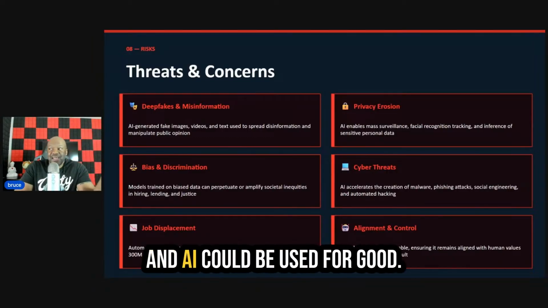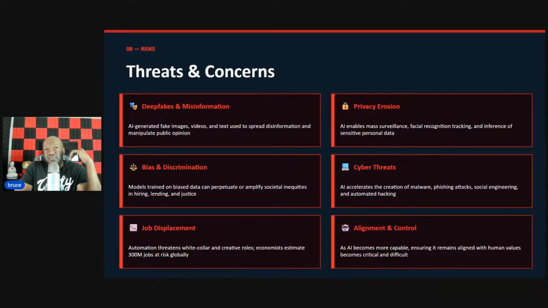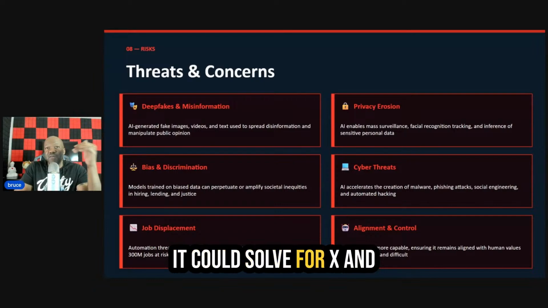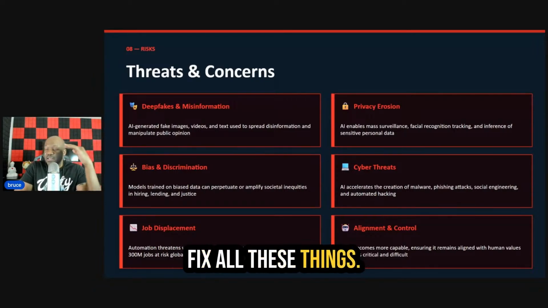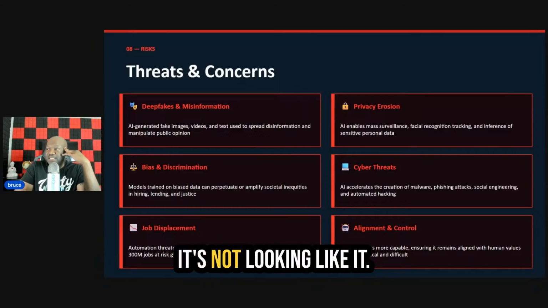And AI could be used for good. It could be used to help us solve hunger, poverty, diseases, wars. It could solve for X and fix all these things. But are we going to do it? I don't know, man. It's not looking like it.